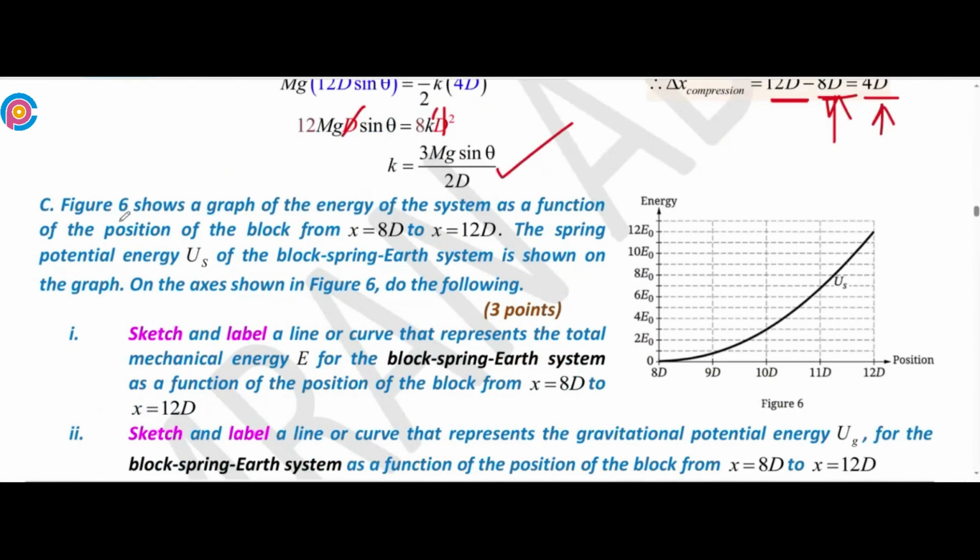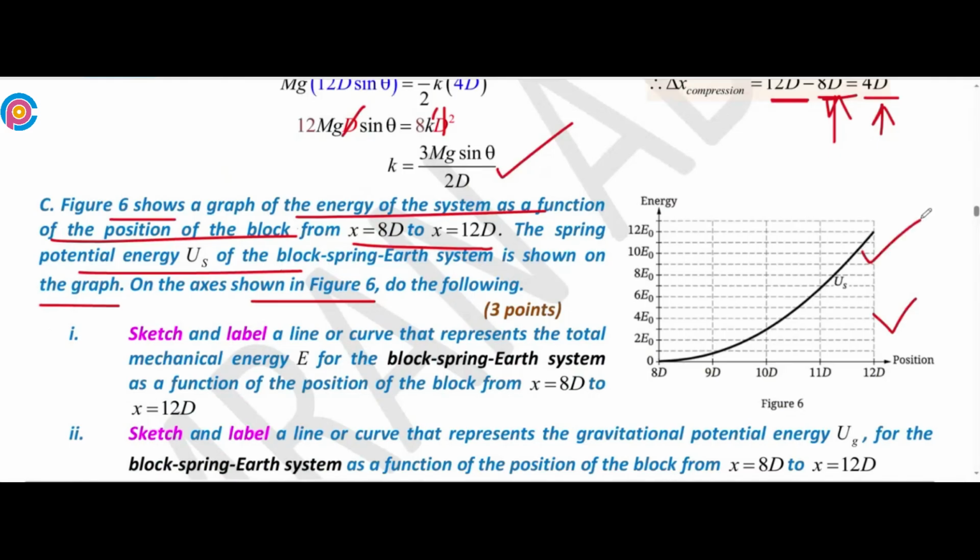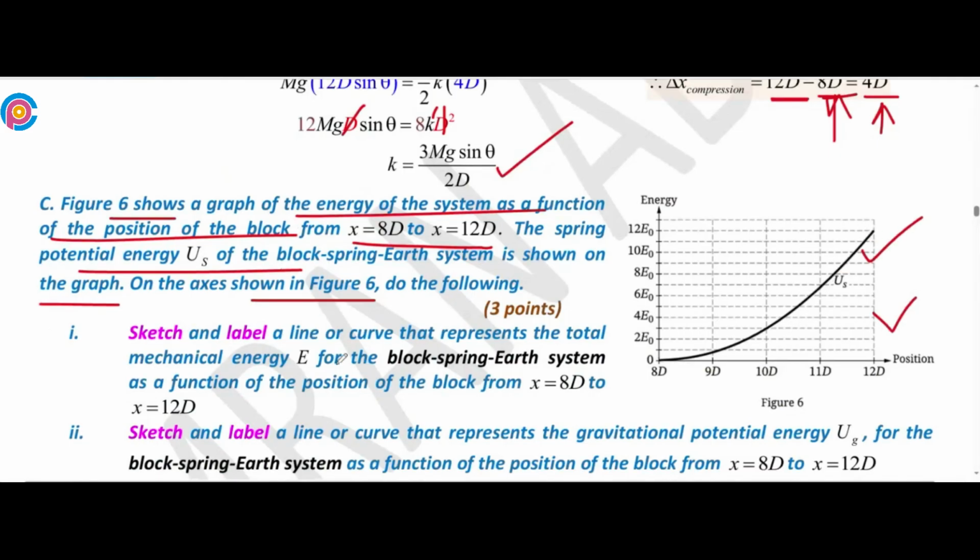Now, fig 6 shows the graph of energy of the system as a function of position of the block from x equals 0 to 8d to 12d. The spring potential energy U_S of the block system is shown on the graph on the axis in fig 6. This is figure number 6. Only one energy is shown, that is the spring potential energy.